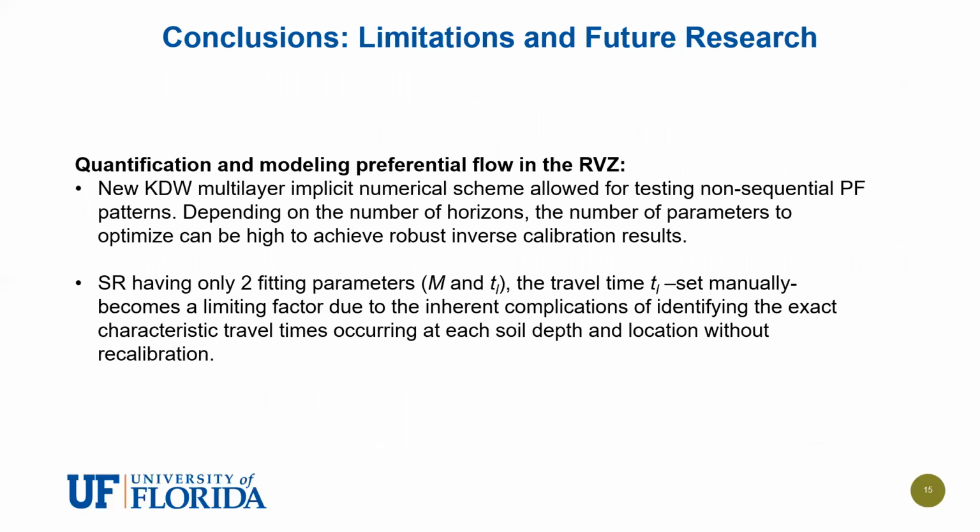Kinematic dispersive multi-layer implicit numerical scheme allowed for testing non-sequential preferential flow patterns. The model relies on the calibration of 3 parameters per soil. Depending on the number of horizons, this number of parameters can be high to achieve inverse calibration results and requires high computational efforts. So responsive having only 2 parameters, the travel time becomes a limiting factor due to the inherent complications of identifying the exact characteristic travel times occurring in a particular location.